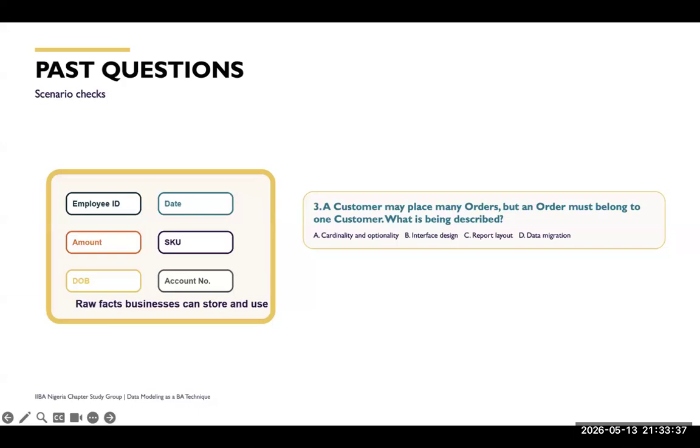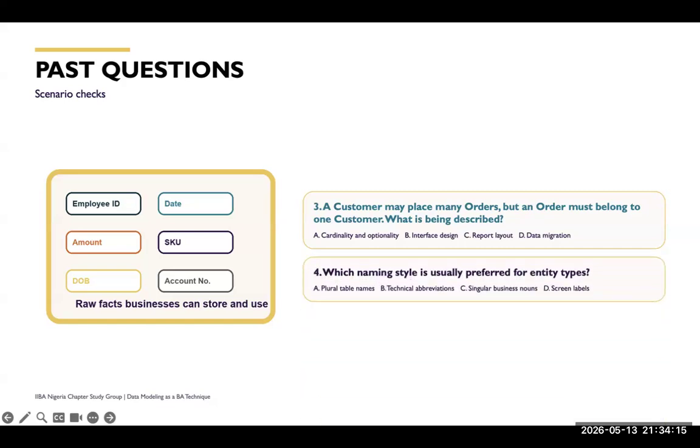Okay, another one. In this scenario, a customer may place many orders, but an order must belong to only one customer. What is being described here? Cardinality and optionality. A. Thank you, that's correct. Thank you, Yakini. Thank you, Bisi. Thank you, Feiwa. Thank you, Lola, in the chat. A, that's correct. Cardinality and optionality.